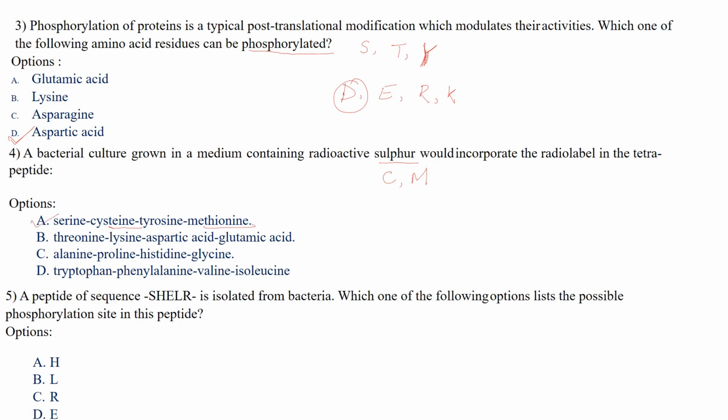The next question is, a peptide of sequence serine, histidine, glutamic acid, leucine and arginine is isolated from bacteria. Which one of the following options lists the possible phosphorylation site in this peptide? Okay, in case of bacteria, besides serine, threonine and tyrosine, there is an additional amino acid, that is histidine. It gets phosphorylated. So from the given options, A.